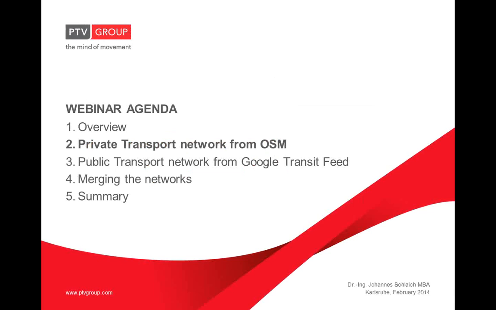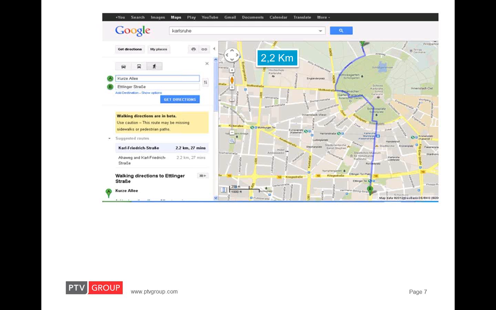Okay, let's start with the private transport network from OpenStreetMap. Probably many of you have heard of OpenStreetMap. Some of you might use it in the browser. Some might use it also in apps for navigation.